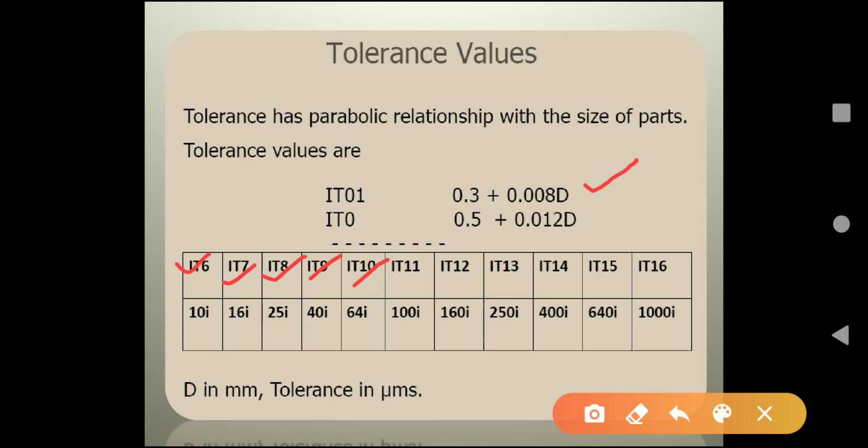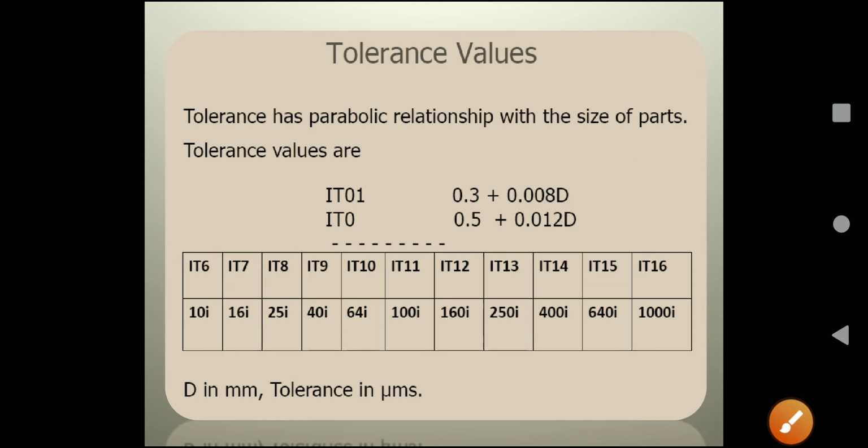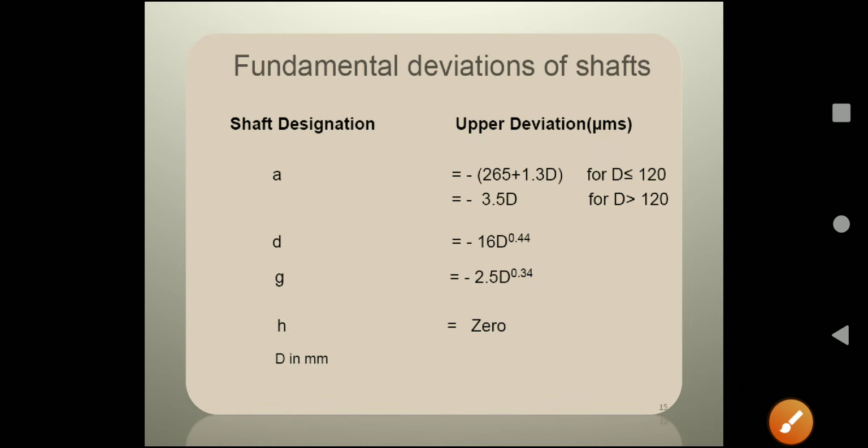You can see for the IT01 grade it is given 0.3 plus 0.008D. Here D is in mm, that is the range of the shaft. So this chart is very important from the tolerance value calculation point of view. So let us see with an example how exactly the tolerances are calculated.